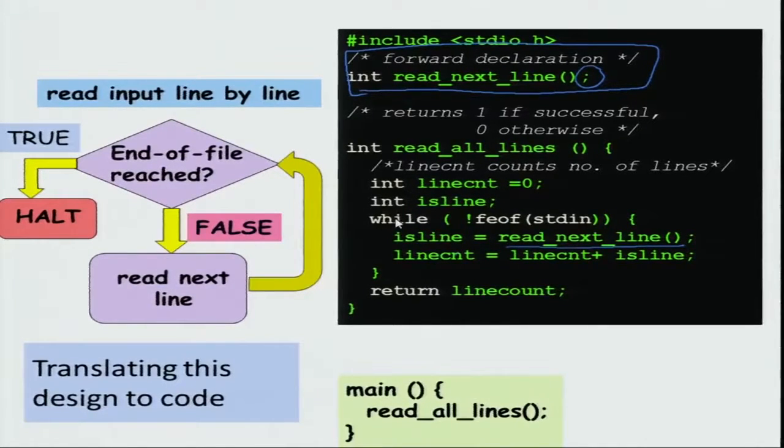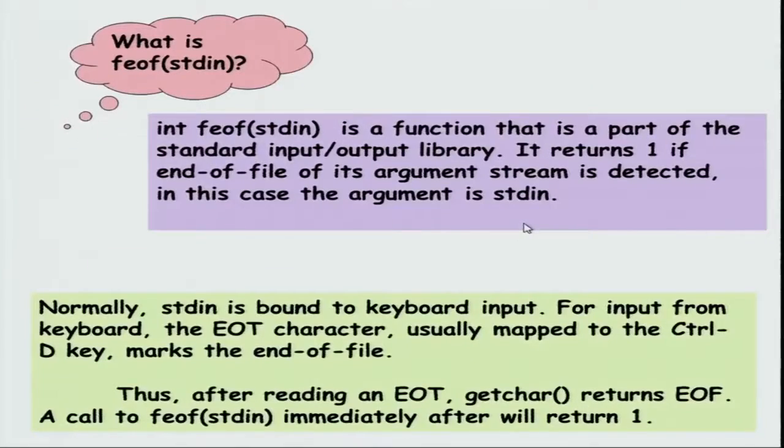So, this is a realization of the flow chart on the left. Now, there are a couple of things that require explanation. First is that even though the read next line function has not yet been defined, just based on the declaration I can say that it is going to return an integer and I can use the integer here. The other thing is, what do we mean by feof stdin?